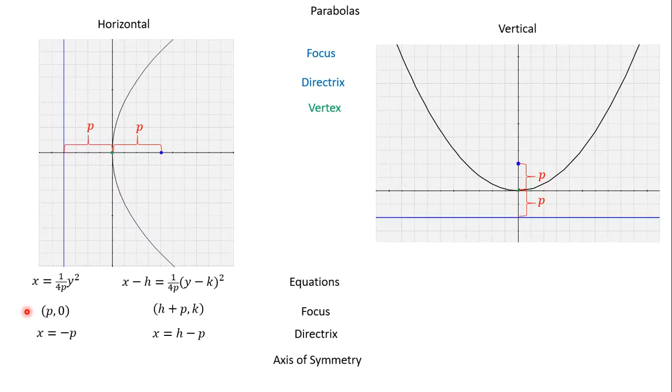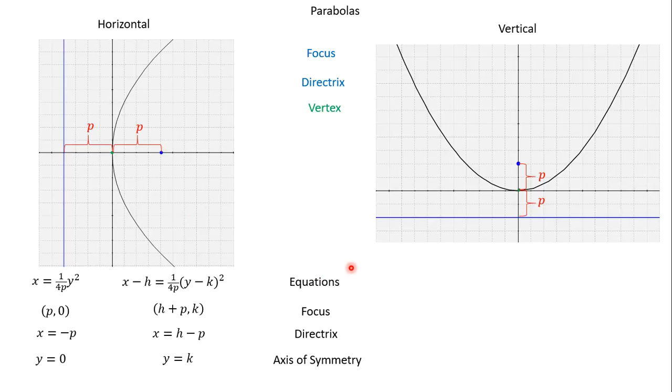And then the axis of symmetry is the y value here. So here the x value was, we used 0, 0, we've used the x value a couple times. Now it's just the y value, y equals 0. Or, in this case, y equals k. And so, we can get the different things. Notice it's just the y part of the vertex. So that's for horizontal.